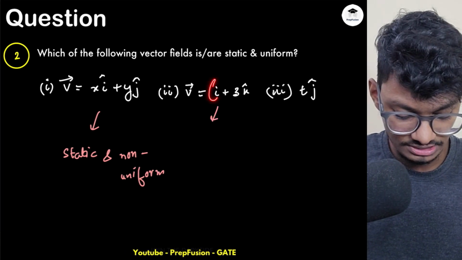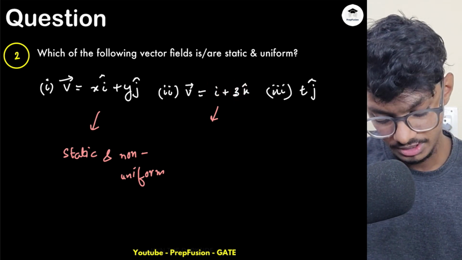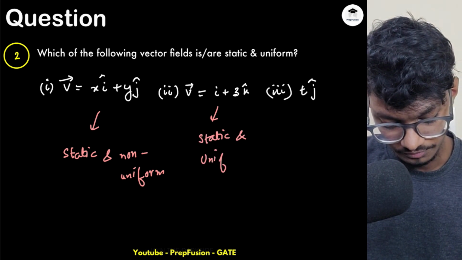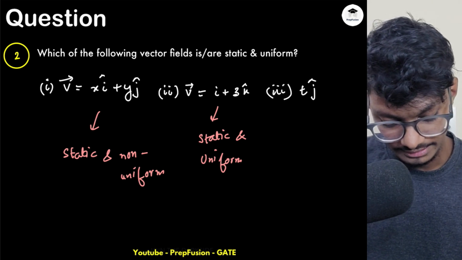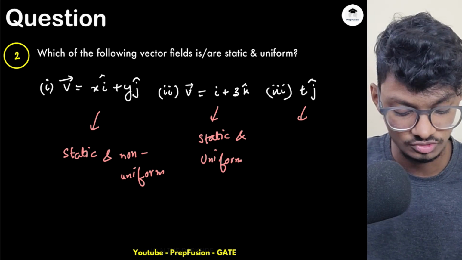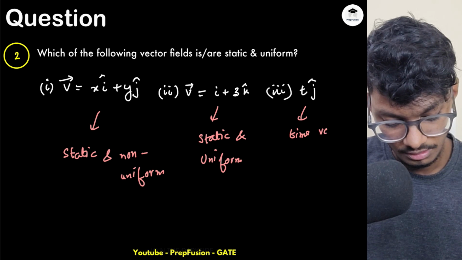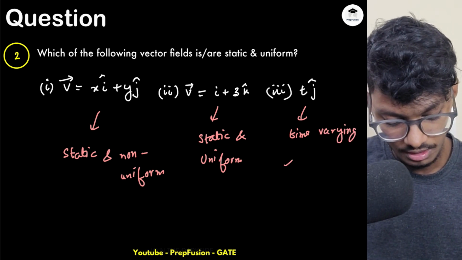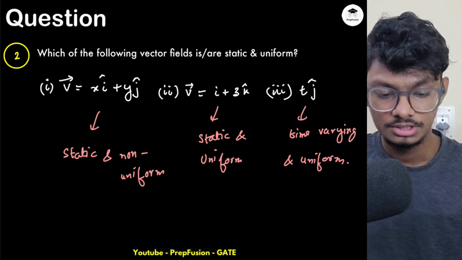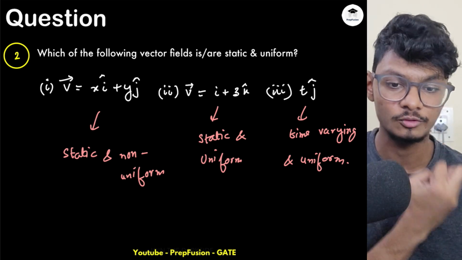Again here, all these components are constant, so this is neither a function of time nor a function of space. So this will be static and uniform. And this is a function of time but not a function of space, because space is not varying. So this will be non-static, or time varying, and uniform. You should understand the difference between static and uniform. We are just creating the base right now, understanding a few basic terms.